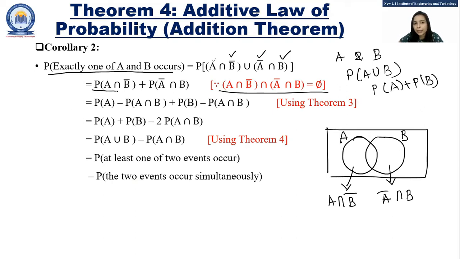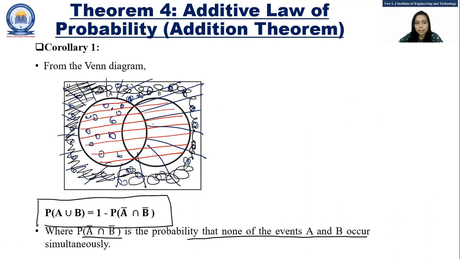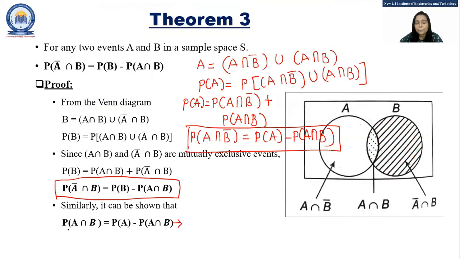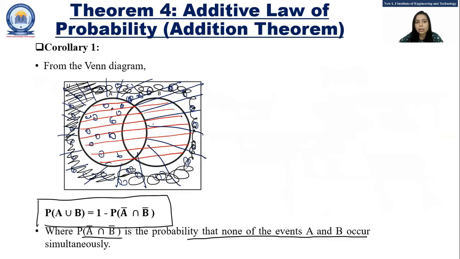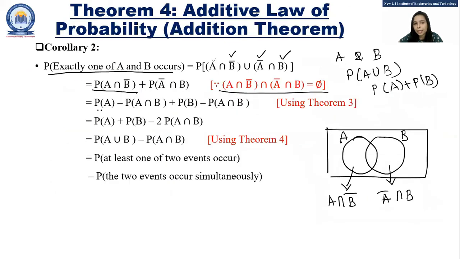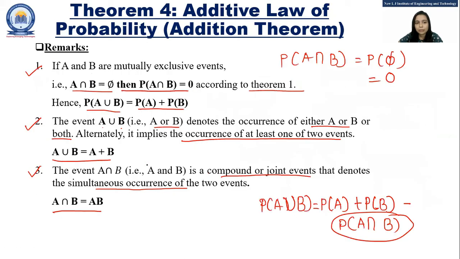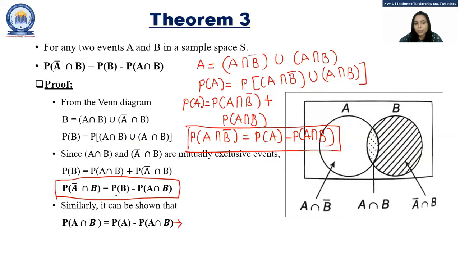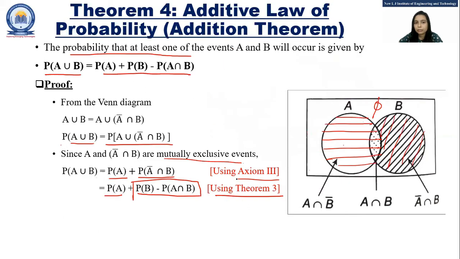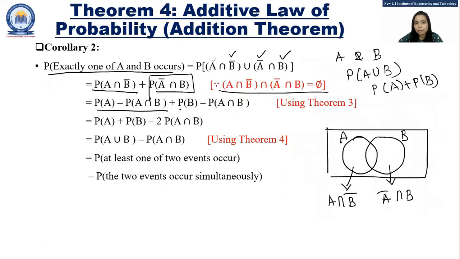Now this P of A intersect B bar is nothing but that is the P of A minus P of A intersect B. So we are just going to put this value in this equation. So P of A intersect B bar is P of A minus P of A intersect B. Similarly, P of A bar intersect B, that is the P of B minus P of A intersect B.